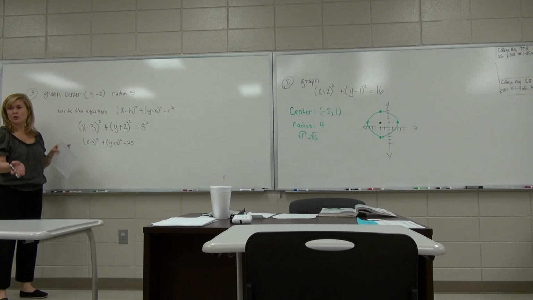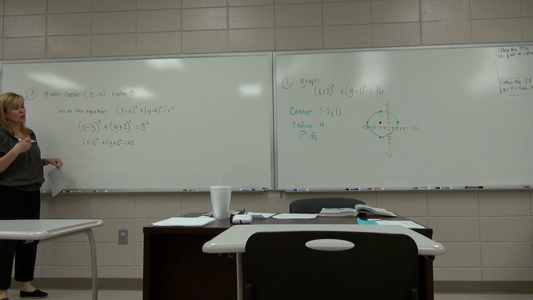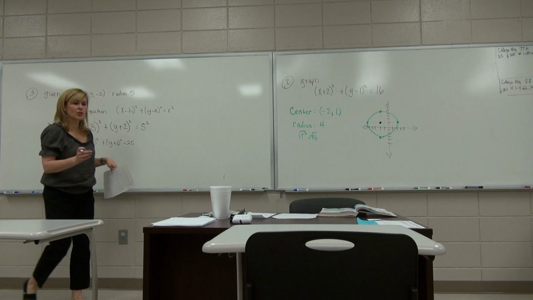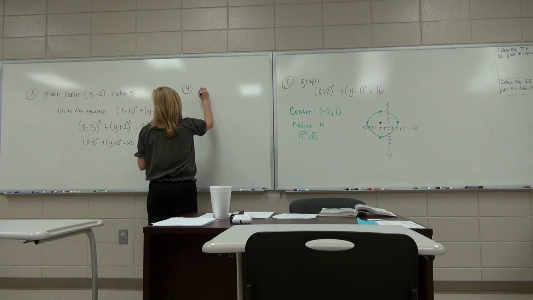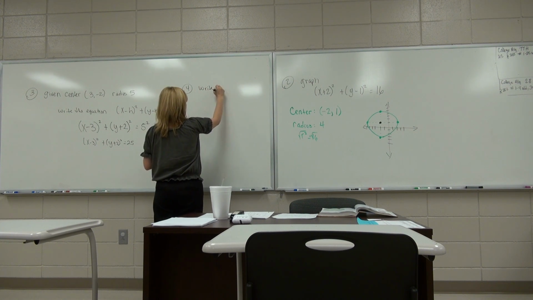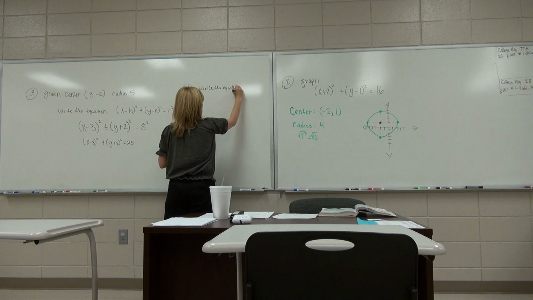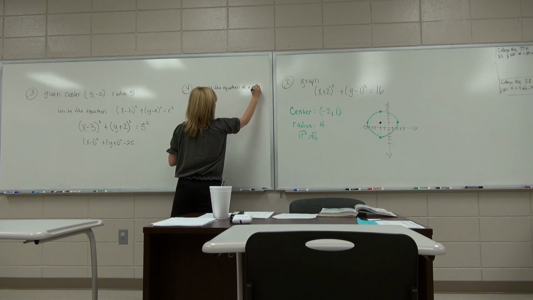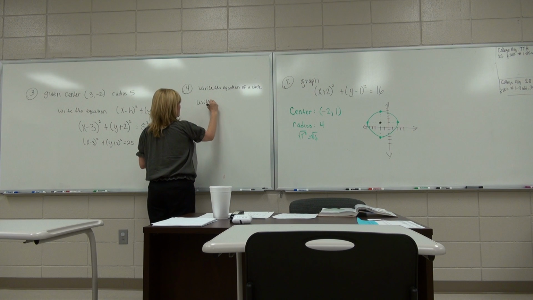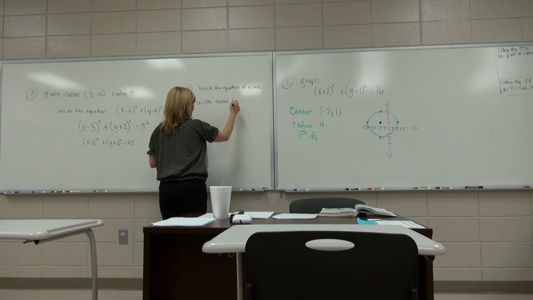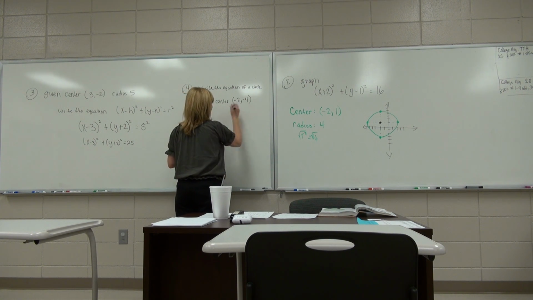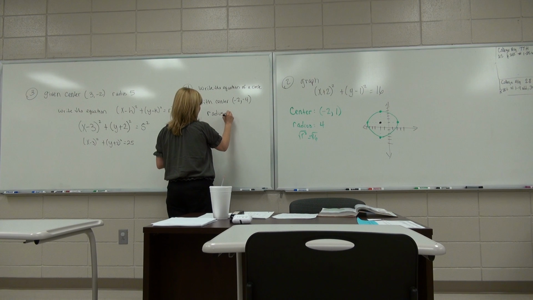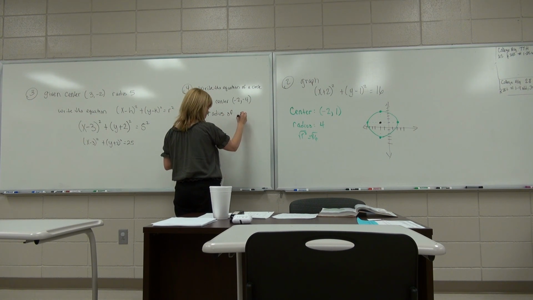I'm going to have to do it both ways. There's one on your test where I give you the equation and you tell me the center and the radius, and there's one where I give you the center and the radius and you write the equation. Let's make sure you can do one on your own. Number 4. Write the equation of a circle with center at negative 2, negative 4, and a radius of 7.